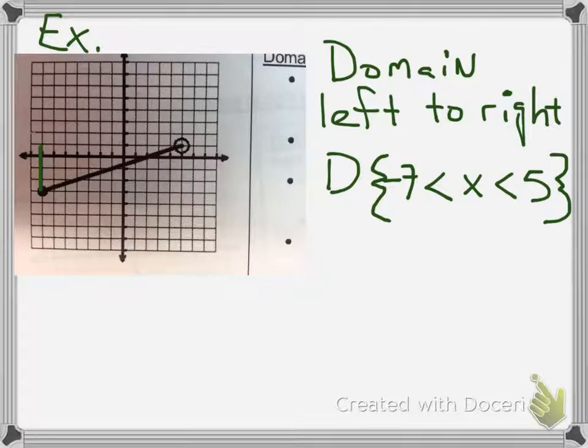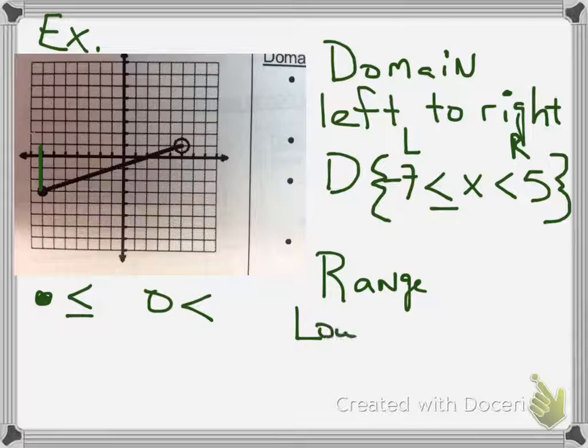Now, notice there is a closed dot at the -7, so you should be putting a line underneath to represent closed, that it's equal to. But there's an open dot at the 5, so no line underneath, which represents not equal to. So we can start at -7, but we get as close to +5 as we possibly can without actually getting to +5. Range, same thing. Notice that I mentioned the closed dot gets a line underneath and an open dot does not.